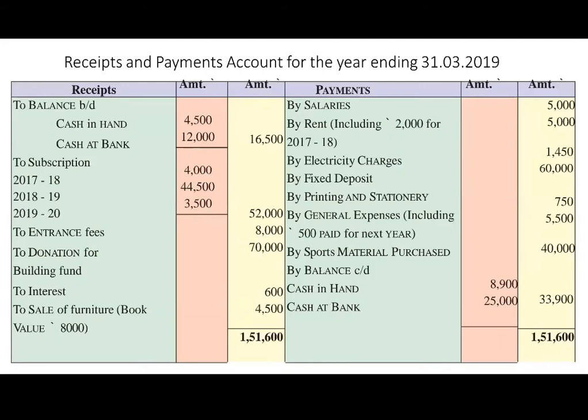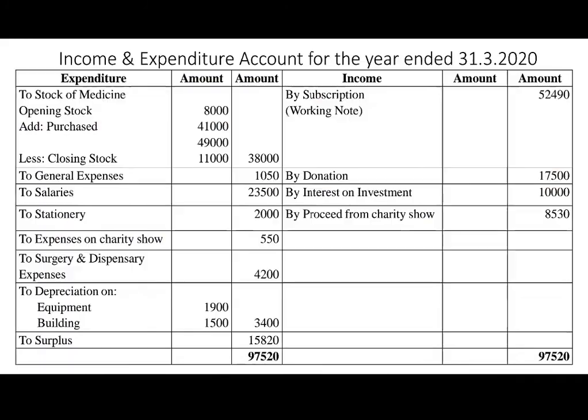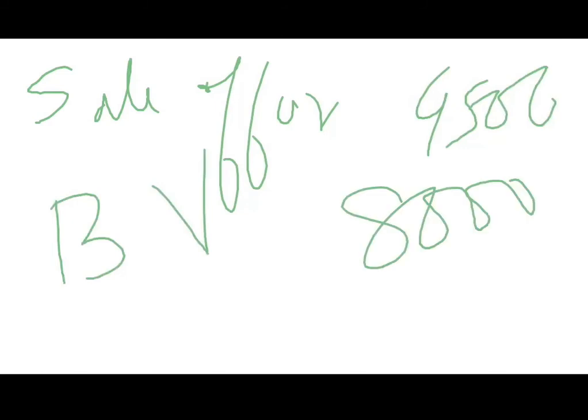Now the sale of furniture is given as 4,500 and the book value is given as 8,000. Okay, now the calculation should be there. So here, sale of furniture, it is given 4,500 and how much is the book value stated? 8,000, right? Which means whether the furniture is sold at a profit or it is sold at a loss.